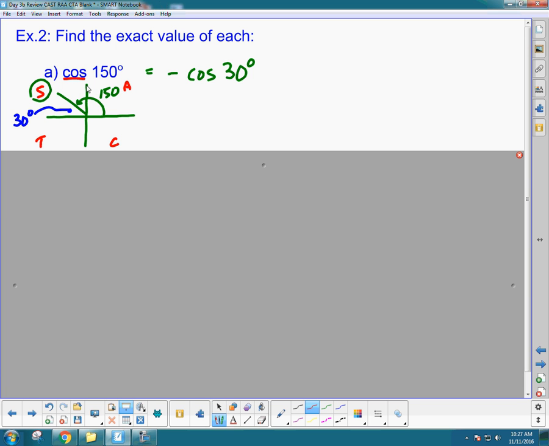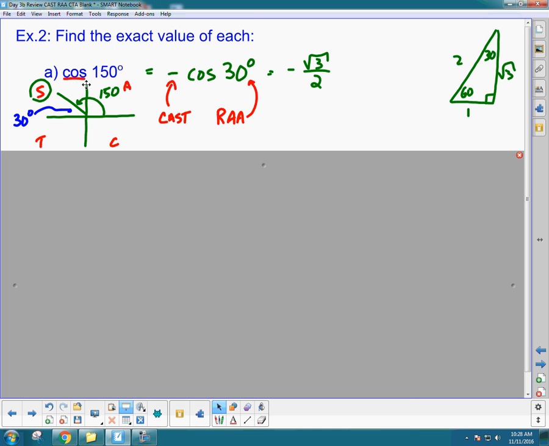So step 1, figure out if your answer will be negative or positive from the cast rule. Step 2 is convert it to a related acute angle, because that will be much easier to solve. And lo and behold, the related acute angle is one of our special triangles. I'll just redraw my special triangle over here. There's 30, there's 60, and then I can go 1, 2, root 3. And so if I want the cos of 30, I know it is adjacent over hypotenuse, so it'll be root 3 over 2, except this one will have a negative in front of it.